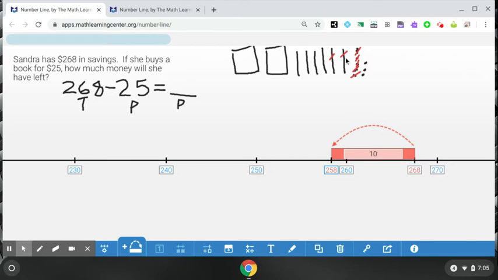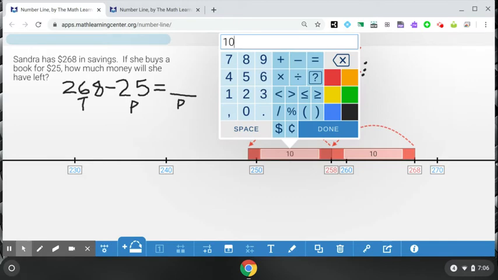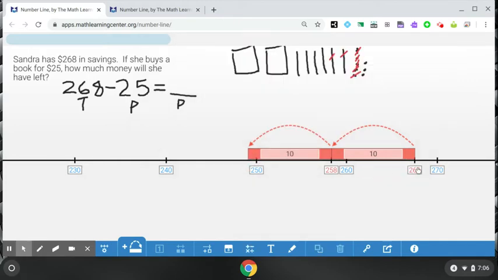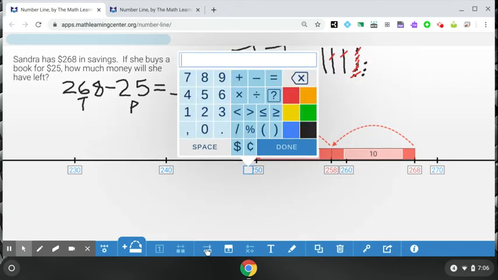We need to take away another 10. So what would that look like? We can see that we're going to go another 10. And in doing that, once again, we're going to notice this pattern, 268, 258. So this number here would have to be 248. Very good.